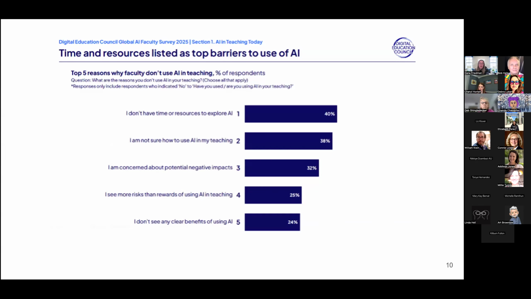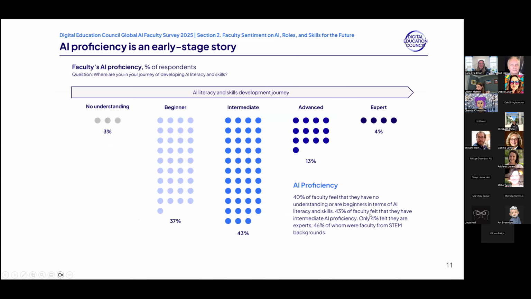And this is kind of interesting, that a lot of the faculty's reasons for not exploring AI is just time. Nobody has enough time, right? It's the only thing we can't make more of.